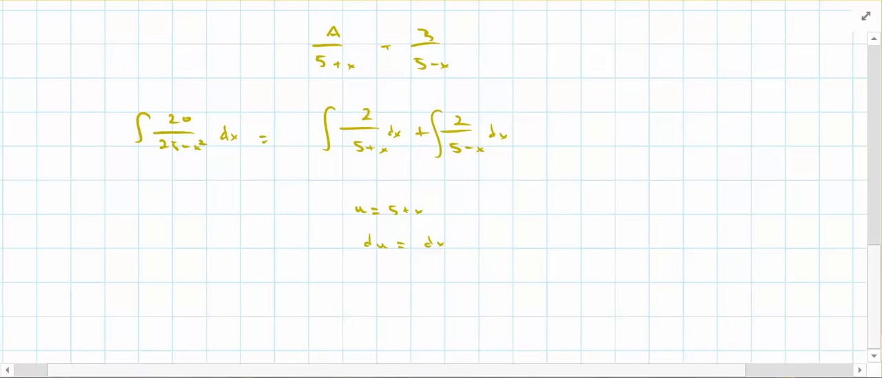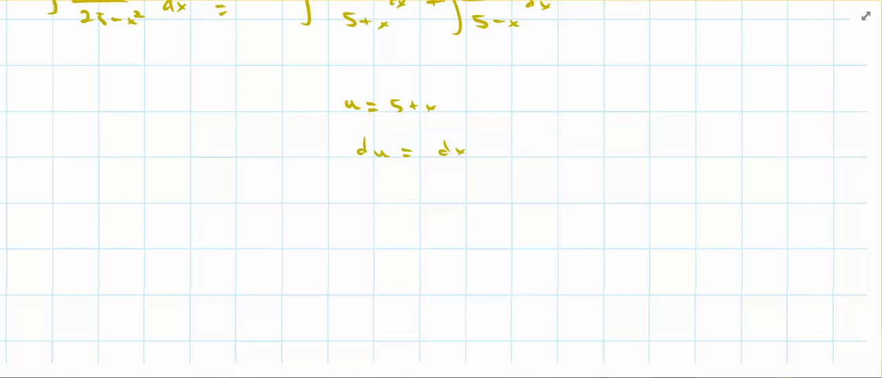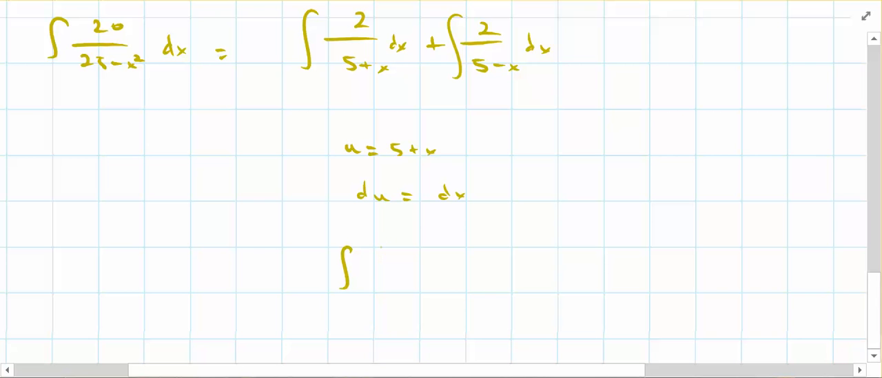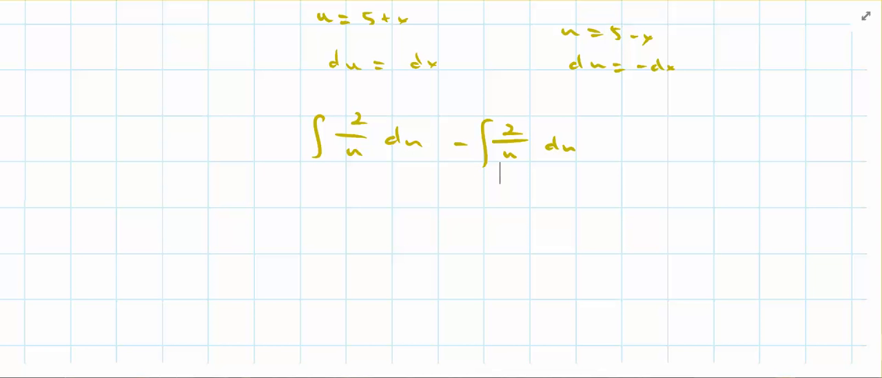Continuing on with u substitution, you put u is equal to 5 plus x and thus du is equal to dx. Now you can write this as the integral of 2 over u du plus 2 over u du. Again, you can use u is equal to 5 minus x, du is equal to negative dx, and take out the negative. Continuing onwards, you can take out a 2 from both of them.